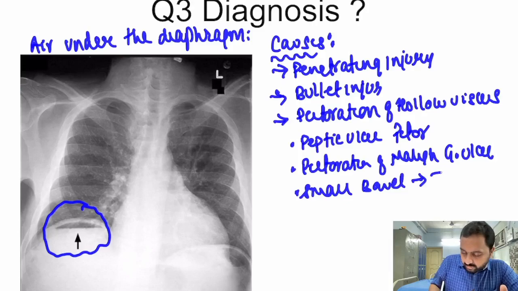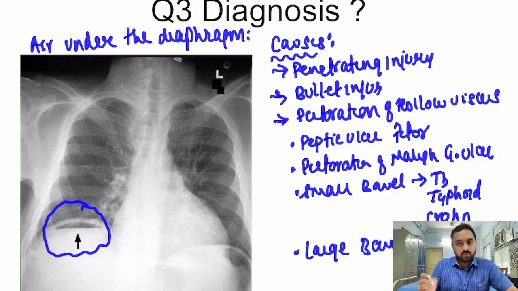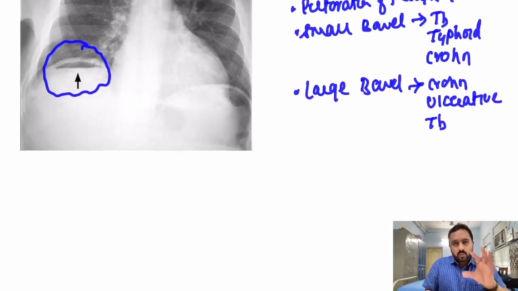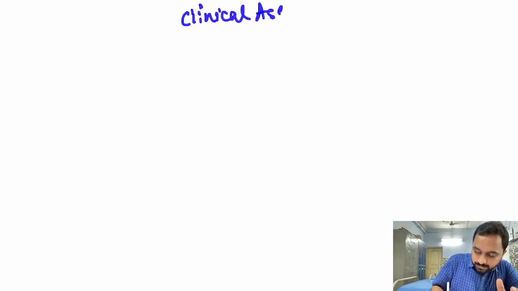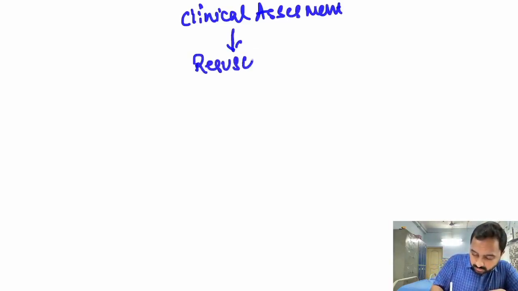Small bowel perforation could be because of TB, typhoid, or it could be because of Crohn's disease, and it could be because of large bowel perforation. So large bowel perforation would include again features like Crohn, then it could be ulcerative colitis, and it again could be tuberculosis. So another important point which we will discuss over here in short would be the management, right? So the management would always include your clinical assessment, right? Then it would include, most important point would be your resuscitation, right?